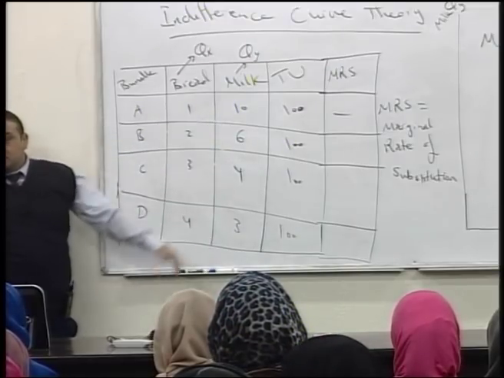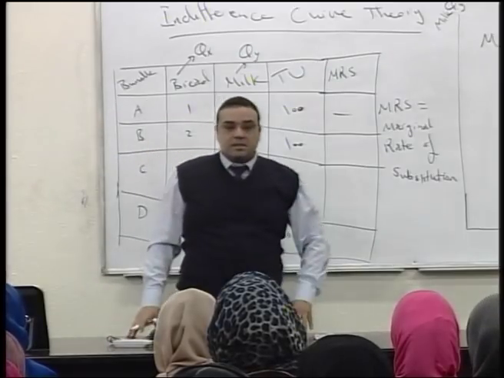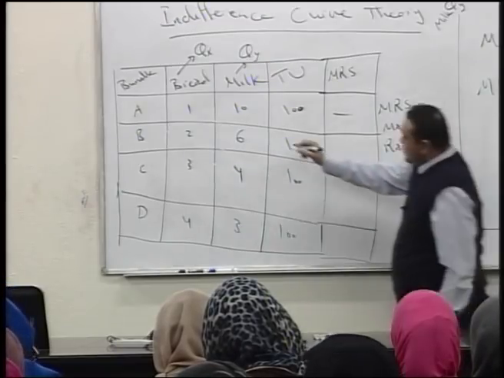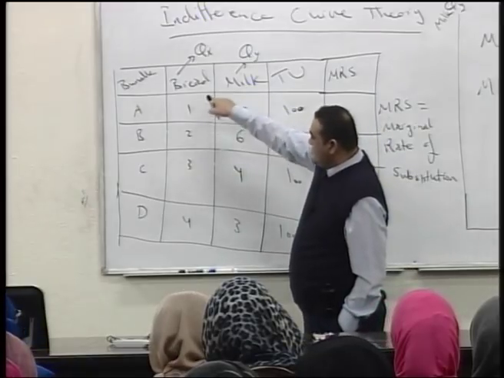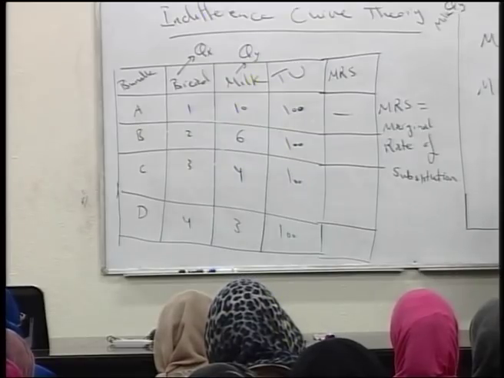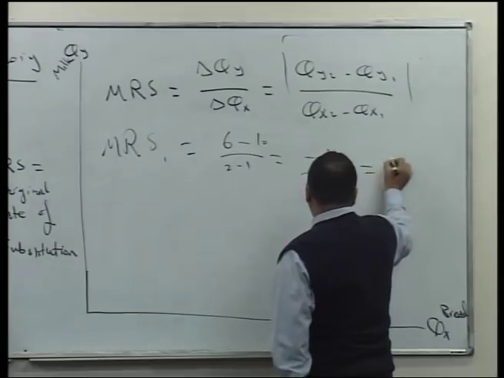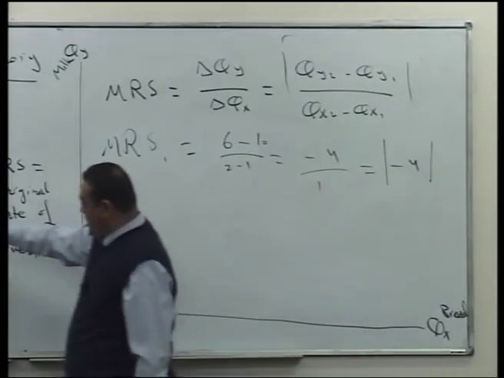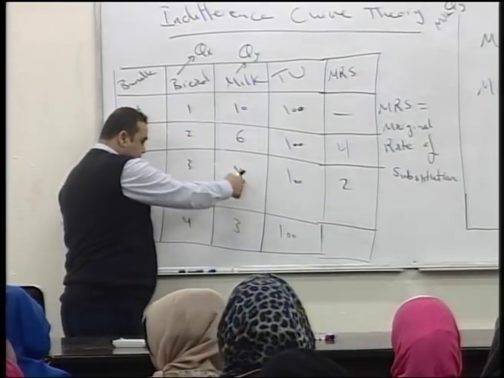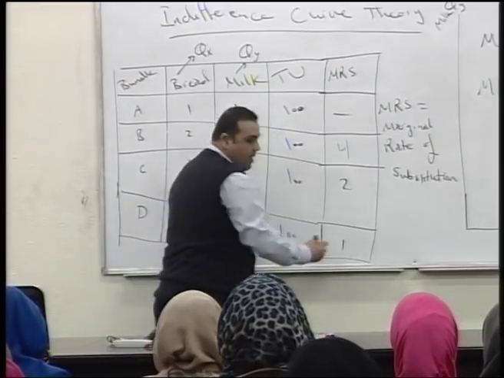بمعنى بكم ضحيت. giving up قديش. The marginal rate of substitution, MRS, for the first case equals QY2 minus QY1 over QX2 minus QX1, so equals 6 minus 10 over 2 minus 1 equals minus 4 over 1 equals minus 4. In the absolute value, it should be 4. The second case, or the second point here: 4 minus 6 over 3 minus 2, the absolute value 2. And then 3 minus 4 over 4 minus 3, the absolute value 1.